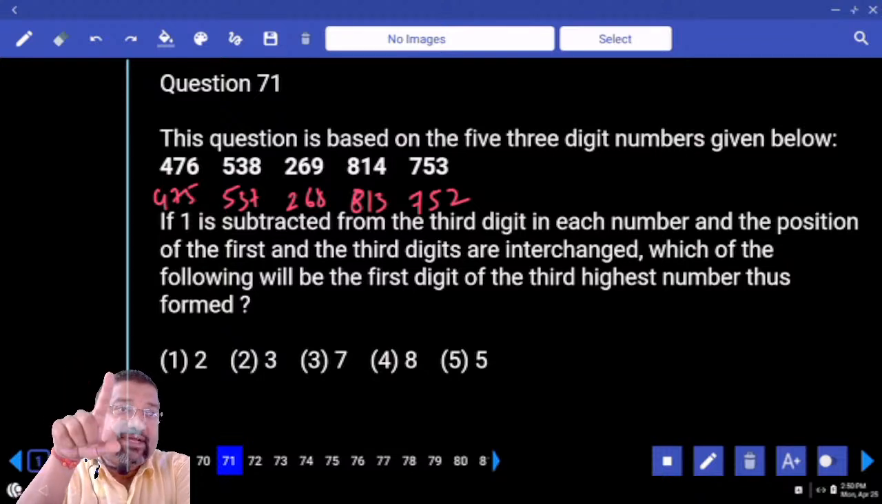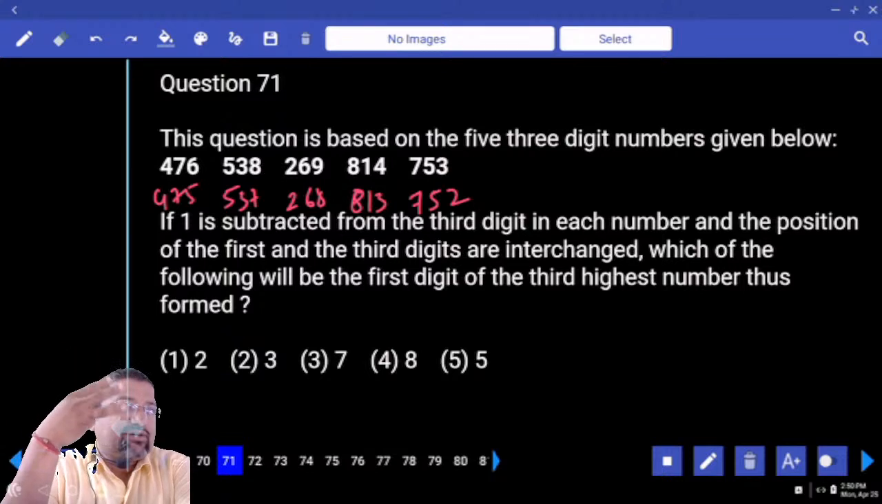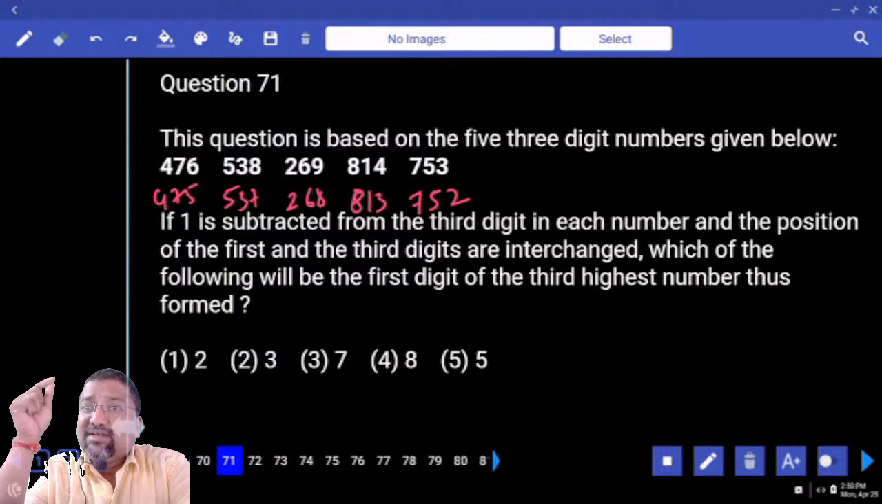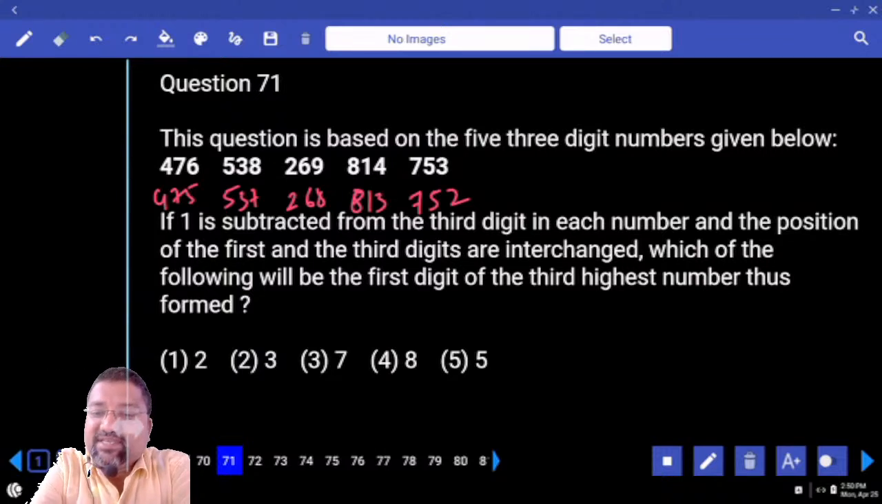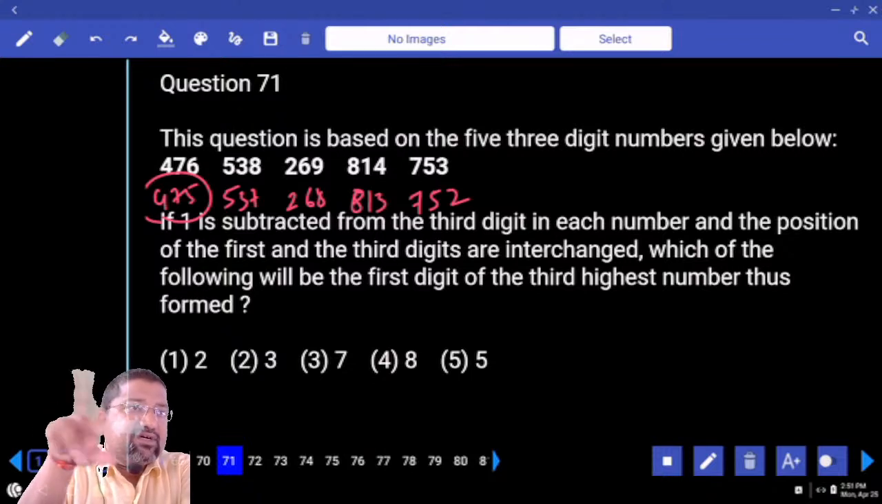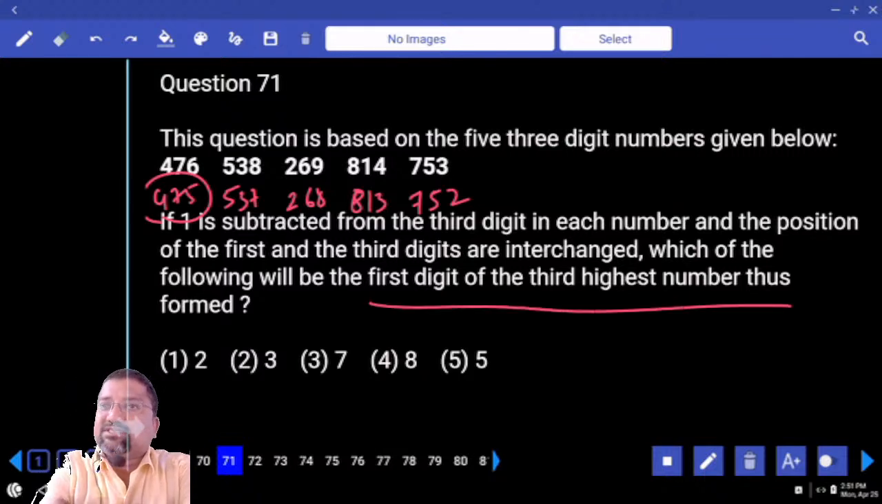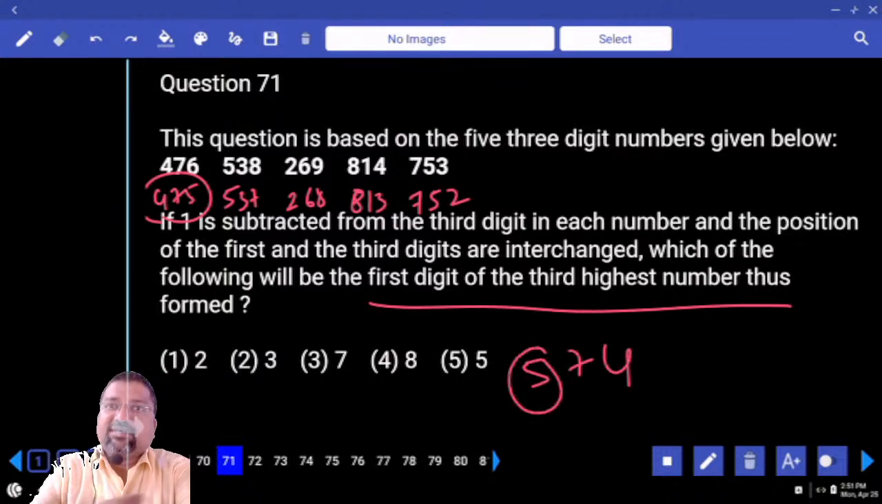Which of the following will be the first digit of third highest number? Look, interchange first and third. And my concentration is on third. My concentration, which digit? Third digit. And I need to get which digit? Third highest. So what is the first highest? 8. Second highest? 7. Third highest? 5. So what will be the third digit? 4. It will become what? 574. What will be the third digit? Sorry, third digit or first digit? First digit of the highest number that's formed. What is the first digit? 5. Because it will become 574, your answer is 5.